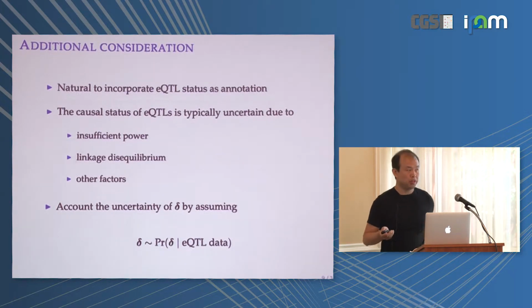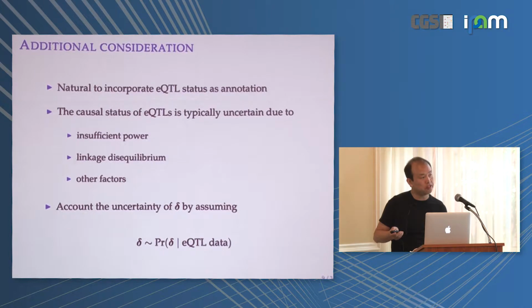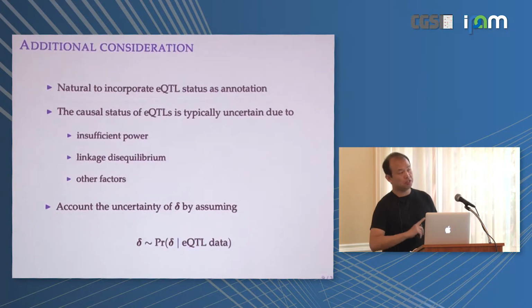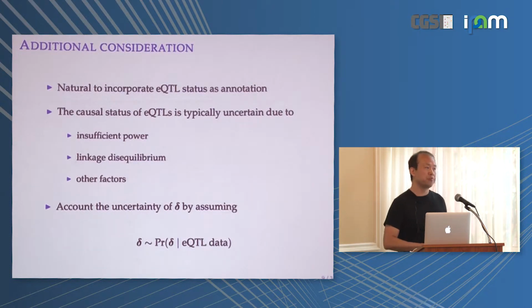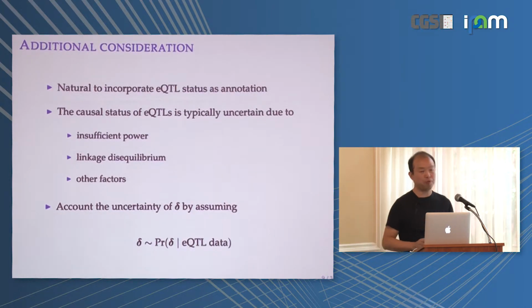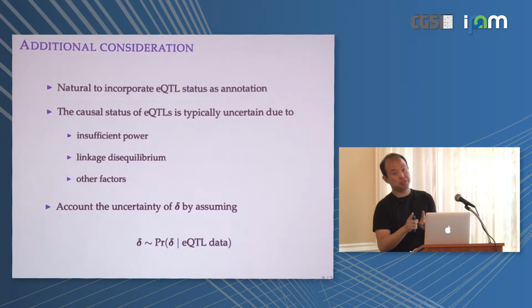Nevertheless, we have to notice that eQTLs are also mapped through association studies, right? As I said, eQTL is identified through association. There are typically a lot of uncertainties associated with that annotation, due to either insufficient power or linkage disequilibrium and other factors. So you are not really confident to say that a particular SNP is 0 or 1, an eQTL or not an eQTL. You may say this SNP is likely to be an eQTL, but you cannot exclude, for example, its LD partners.